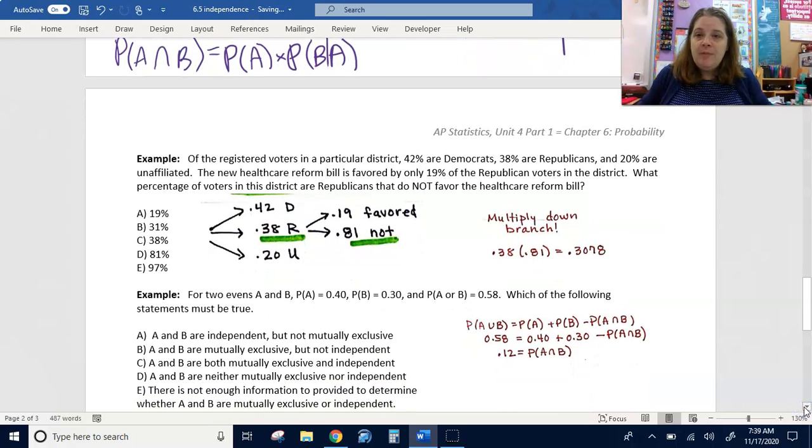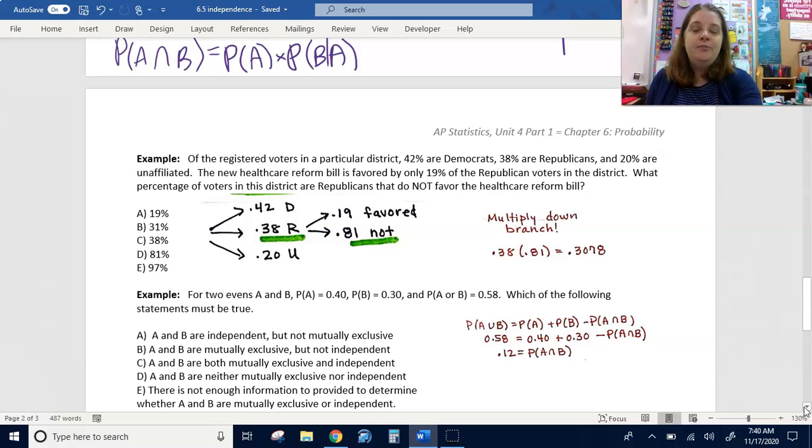choice question. Of the registered voters in a particular district, 42% are Democrats, 38% are Republicans, 20% are unaffiliated. The new health care bill is favored by only 19% of Republican voters in the district. What percentage of voters in the district are Republicans that do not favor the health care bill? Okay, so I start off with my split 42, 38, and 20%, and just do a real quick double check that they add up to 100.